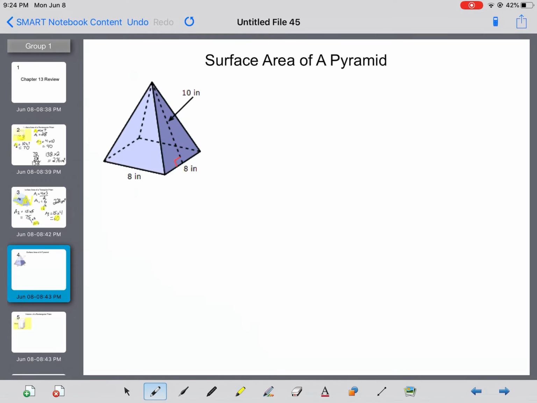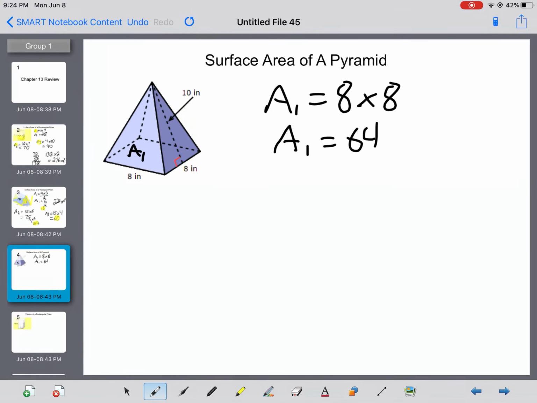All right, let's do one more surface area with a pyramid. So let's start with area 1. I'm going to call that the base there. It's just a square, so I just need to do 8 times 8, and I get 64. Then I'm going to do this side triangle here. Notice I'm using the slant height.